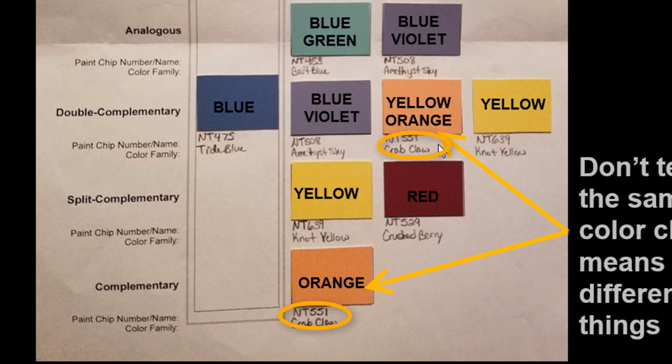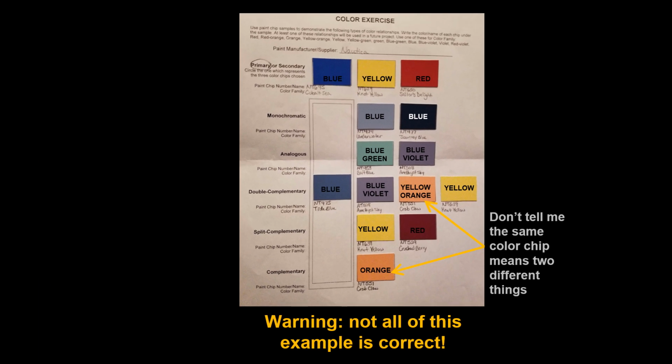And it's both this crab claw, number NT551. Well, that can't be the same. Either this is yellow-orange, and in which case this is yellow-orange, or this is orange and this is orange. I mean, you can't tell me the same color is being used to represent two different colors on the color wheel. That doesn't work that way.